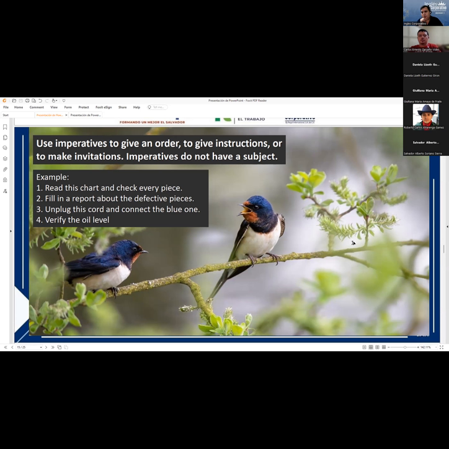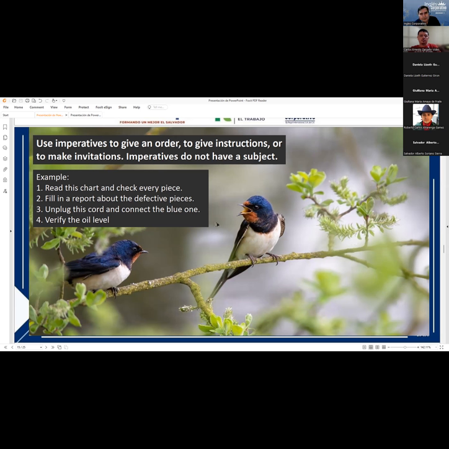Tacit means understood. That you understand that it is there, but you don't write it. For example, when you say, hey, sit down. Who sits down? The person that you are talking to, the person that you are addressing. Come here. The person that you are looking at comes to you. So no subject is necessary.